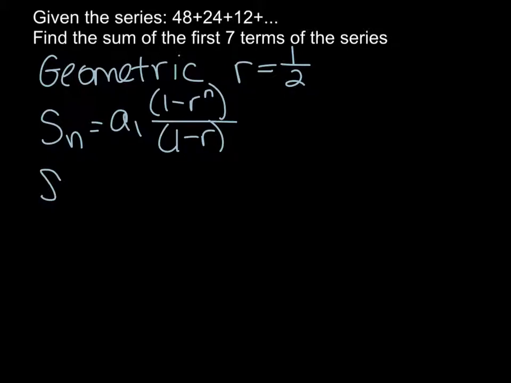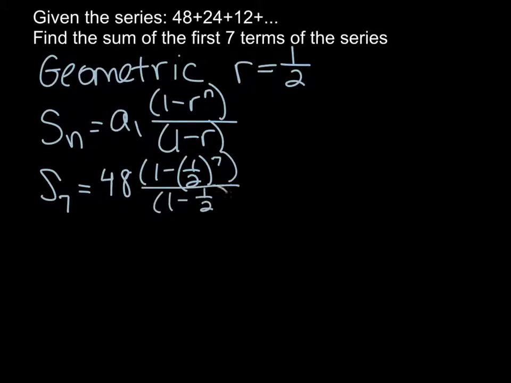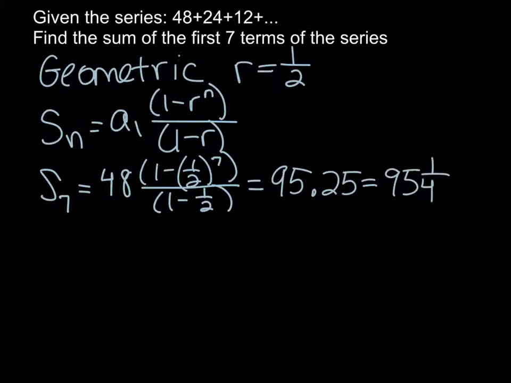We know that we're finding the sum of the first 7 terms. We know that the first term is 48, and the common ratio is 1/2. Please put it in parentheses because it's all being raised to the 7th power, all over 1 minus 1/2. Now, geometric series are nice in the sense that we don't actually have to find the last term. So we type all of this into our calculator, and you should get 95.25, which you can also write as 95 and 1/4 or as an improper fraction. Just don't round it because it is a finite decimal.